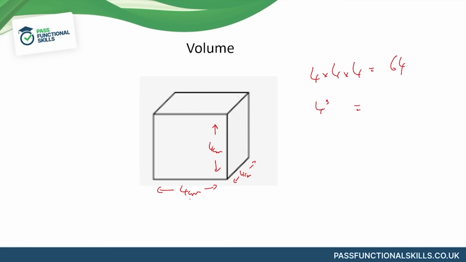Now, if the length is in centimeters, then the volume will be in cubic centimeters. And the volume of a cube is always a cube number, because you're multiplying a number by itself 3 times, and when you multiply a number by itself 3 times, you get a cube number.